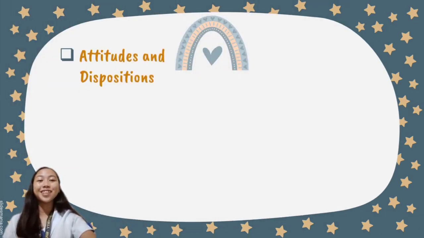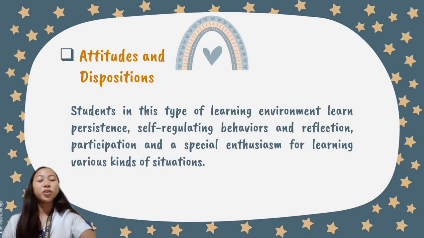Lastly, attitudes and dispositions. This is a very important trait developed through authentic assessment in mathematics. Students in this type of learning environment learn persistence, self-regulating behaviors, reflection, participation, and a special enthusiasm for learning in various kinds of situations. So this explains students' way of dealing with their learning space, handling situations, and evaluating oneself. This trait mostly focuses on the student, from realization down to application.